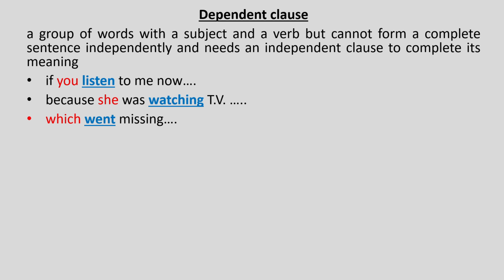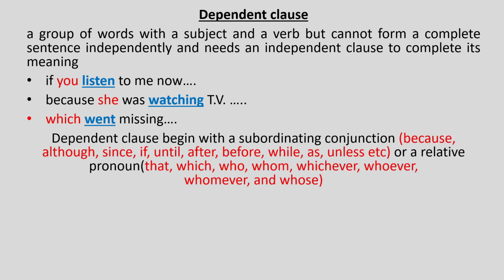unless they have an independent clause with them. One thing you should always keep in mind is that a dependent clause always begins with a subordinating conjunction like because, although, since, if, until, after, before, while, as, unless, etc. Or a relative pronoun: that, which, who, whom, whichever, whoever, whomever, and whose. If you see the three examples, the first two begin with a subordinating conjunction and the third one begins with a relative pronoun.